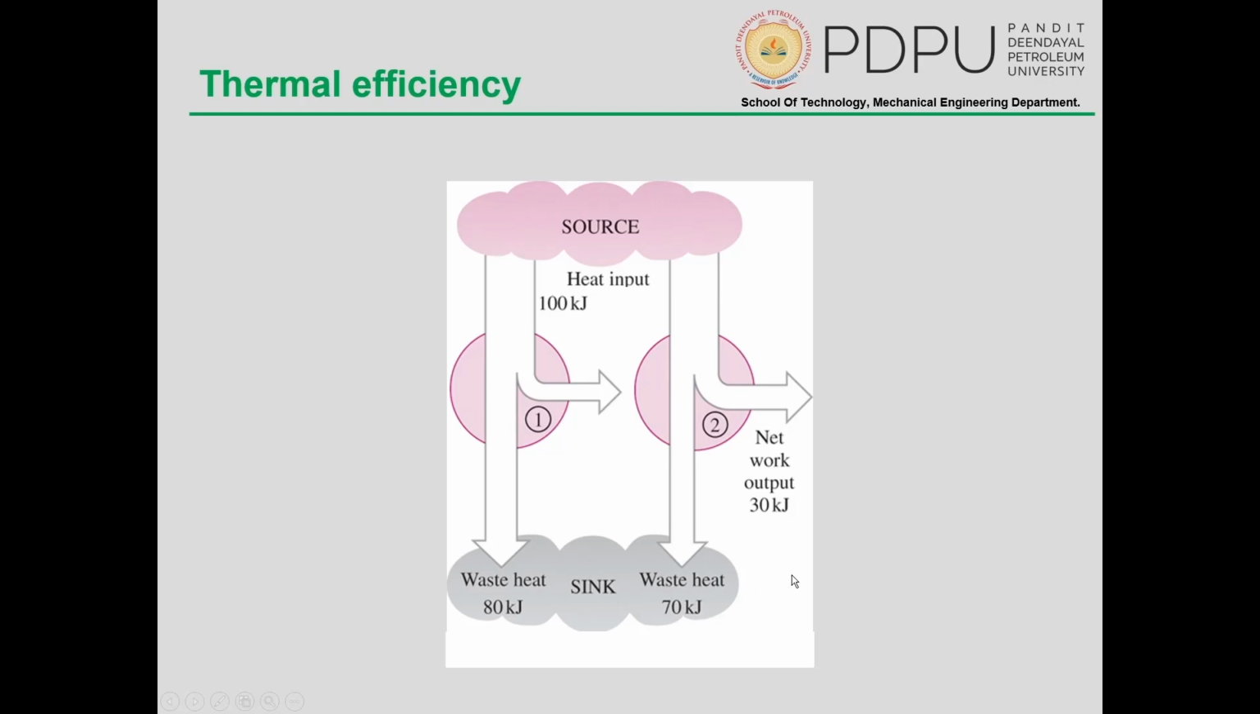I hope you should be able to solve this numerical. Again, you can stop the video and take your time to solve this. I'm moving on towards the explanation. For the first one, it's exactly like the previous numerical, 100 minus 80, so we will get the work output as 20, right? Similarly, we know that QH is nothing but the addition of work net and the waste heat, so 30 plus 70 is 100 kilojoules. So we see the same heat input for both and different work output. Looking at this, it is evident that the second one is more efficient.